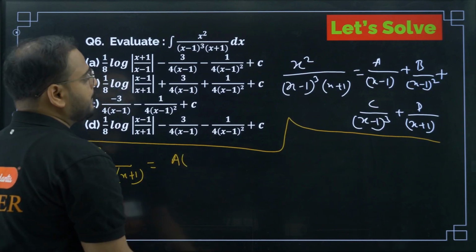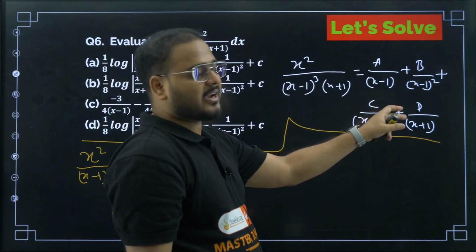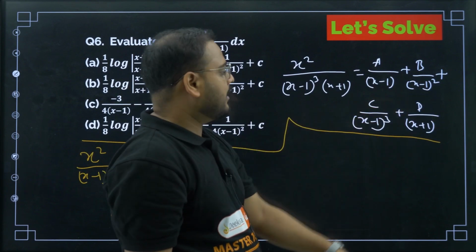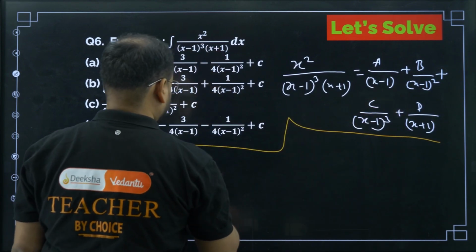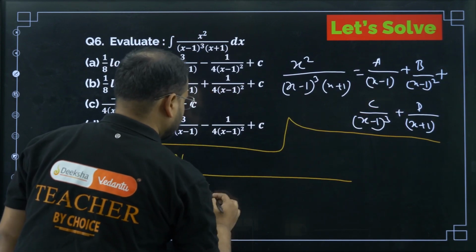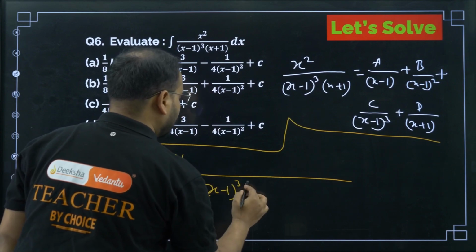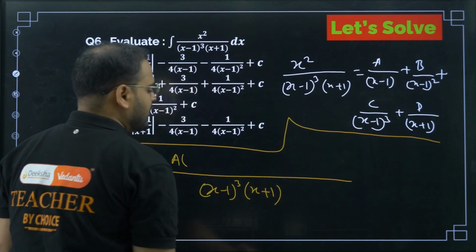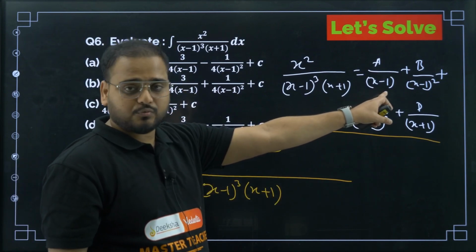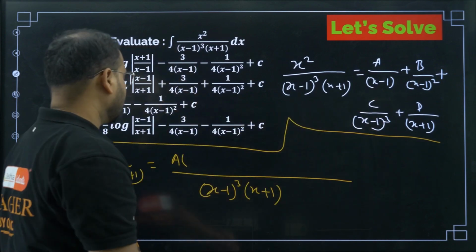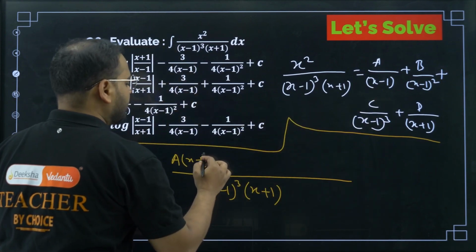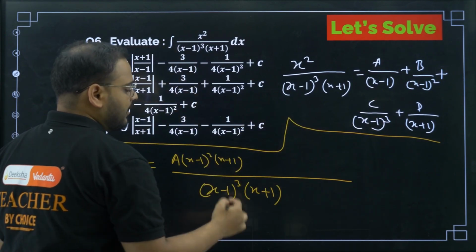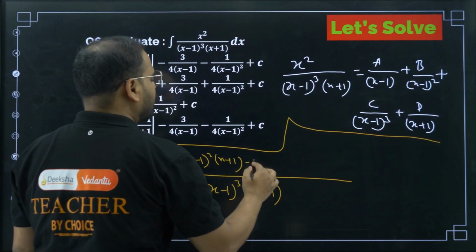A times of what? Tell me. I have x minus 1 only. So I'll get what? X minus 1 square times of x plus 1. Because what is my LCM? Please have a look. LCM is x minus 1 the whole cube and x plus 1. So over here if you compare, x minus 1 square is missing and x plus 1 is missing. So you multiply over here to make the equivalent fraction. No confusion there, right? Not allowed to have this confusion.